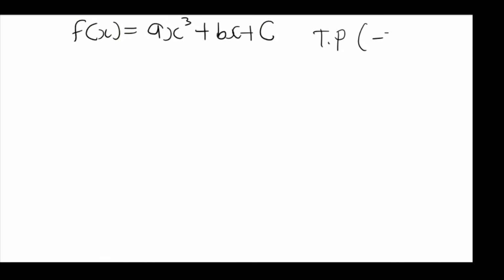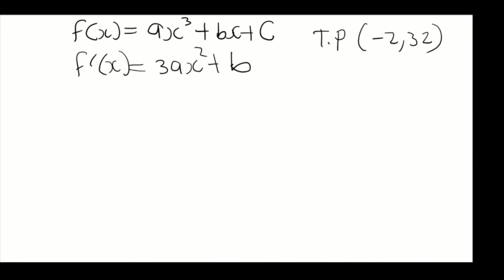So the first thing we're going to do is write our f of x, which is equal to ax cubed plus bx plus c. Because we are given the turning point, which is (-2, 32), the point D, we have to differentiate this cubic function. So it's going to be 3ax squared plus b. Then we're going to substitute this turning point here. Where there's x, we're going to put -2. Where there's y, we're going to put 32.